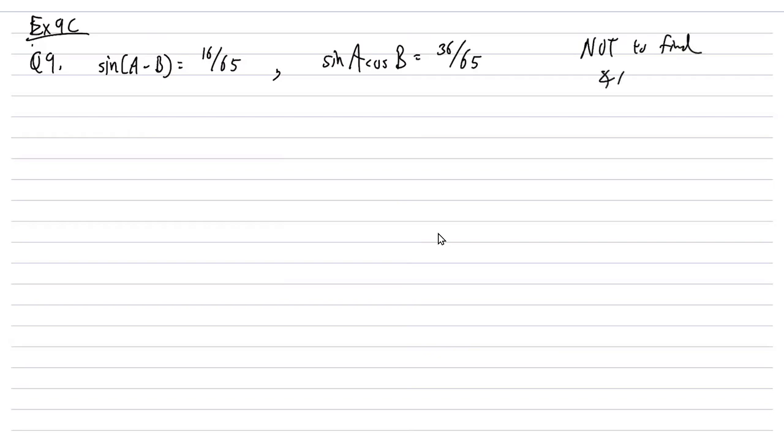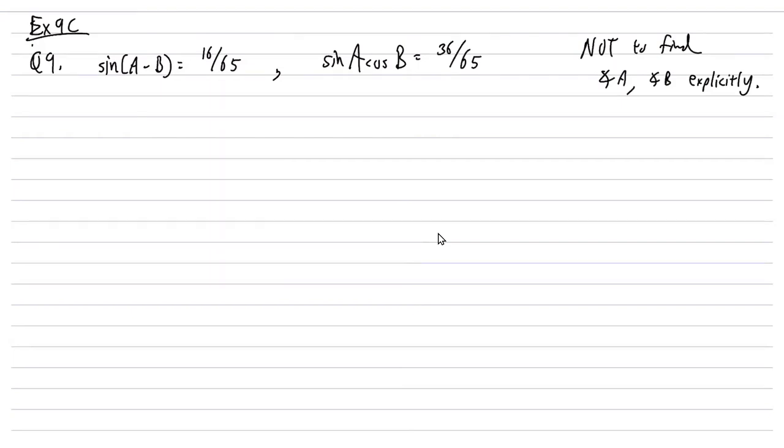Question 9 we go through together. Okay, so for question 9, they gave you sine of A minus B equals to 16 over 65. They also give you sine A cos B equals to 36 over 65. Now, the objective of this question is not to find angle A and angle B explicitly. Just like the sum of roots, product of roots question. You don't want to find the angle directly. It's a bit difficult.